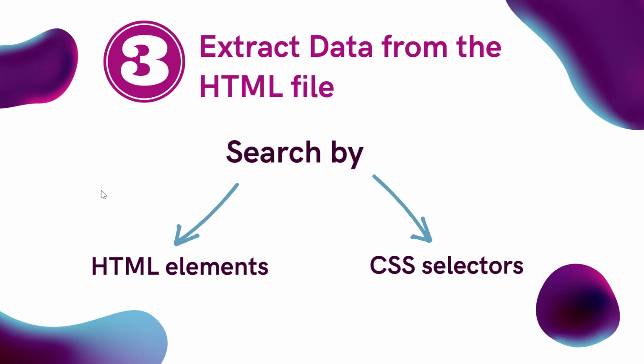Hi, we come now to the third step, and this is extracting data from the HTML file. To do so, we have two ways. We can search by the HTML elements or by the CSS selectors. And in each way, there are several methods and several ways. We will see, first of all, the search by the HTML elements and then the search by the CSS selectors.